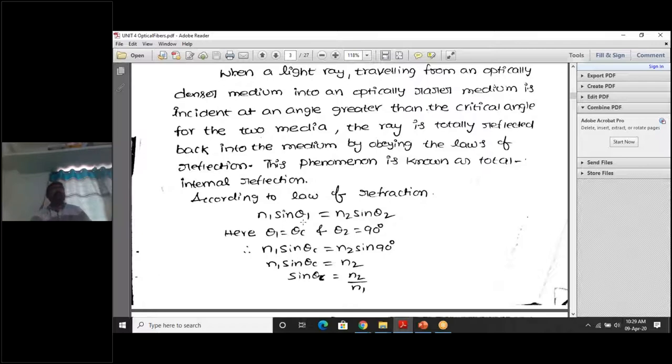You have already seen this law in intermediate. So what's Snell's law? sin i by sin r is equal to mu 1 by mu 2. That you already studied in intermediate, so the same formula is applied here. n1 sin theta 1 is equal to n2 sin theta 2. This is called Snell's law. Here theta 1 is equal to theta c, the angle of incidence is equal to the critical angle. Theta 2 is equal to what? 90 degrees. That's why I said limiting case.